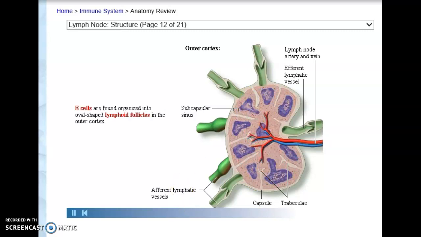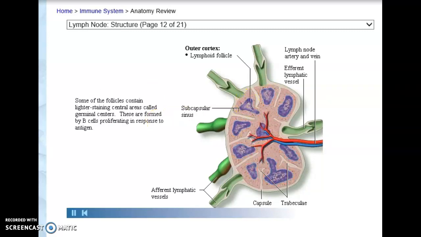Here, B cells are found organized into oval-shaped collections of cells called lymphoid follicles. Click a lymphoid follicle. Some of the follicles contain lighter staining central areas called germinal centers. These are formed by B cells proliferating in response to antigen. Click a germinal center.